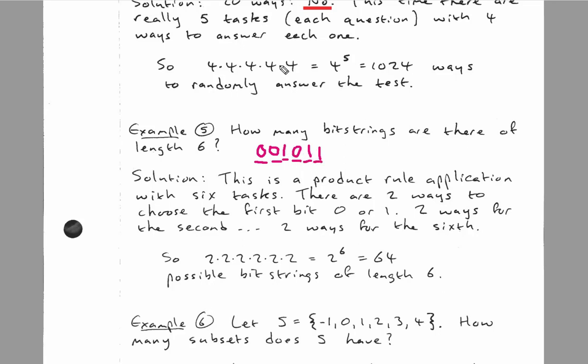All right, so this is similar to this one. Instead of choosing one of 4 answers, now you're choosing one of 2 possible bits. So the answer is 2 to the power of 6, 64. So 64 possible bit strings of length 6. All right, so this time 6 tasks.